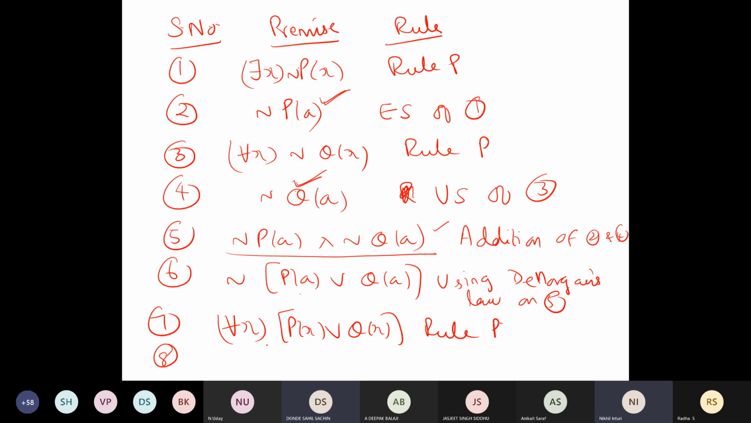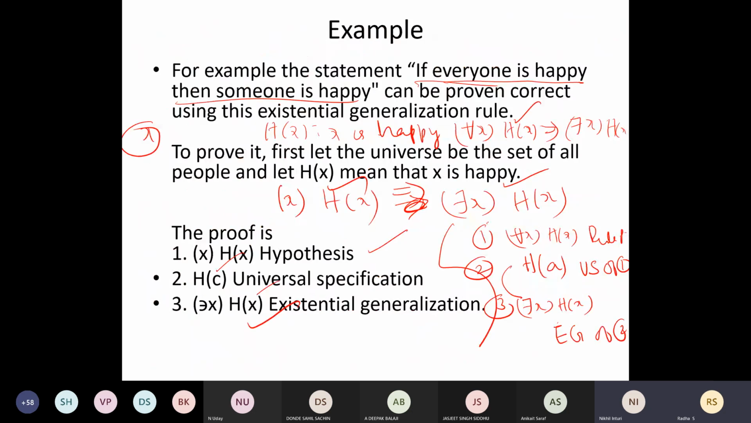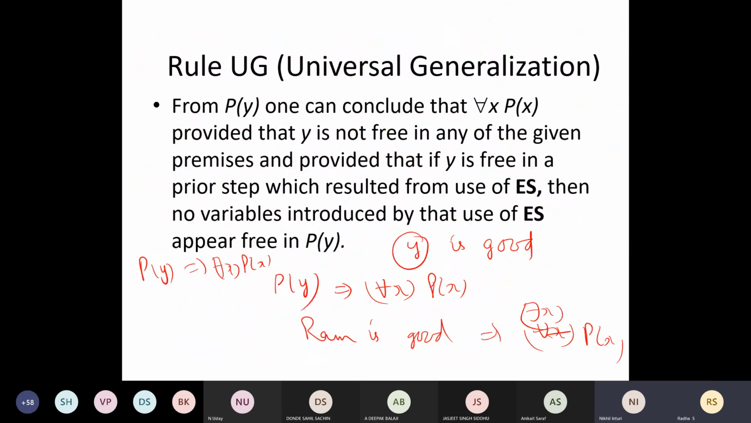P of A or Q of A. But here you have to be very careful while you are doing this. I'll go back and now explain. I think you will understand better.